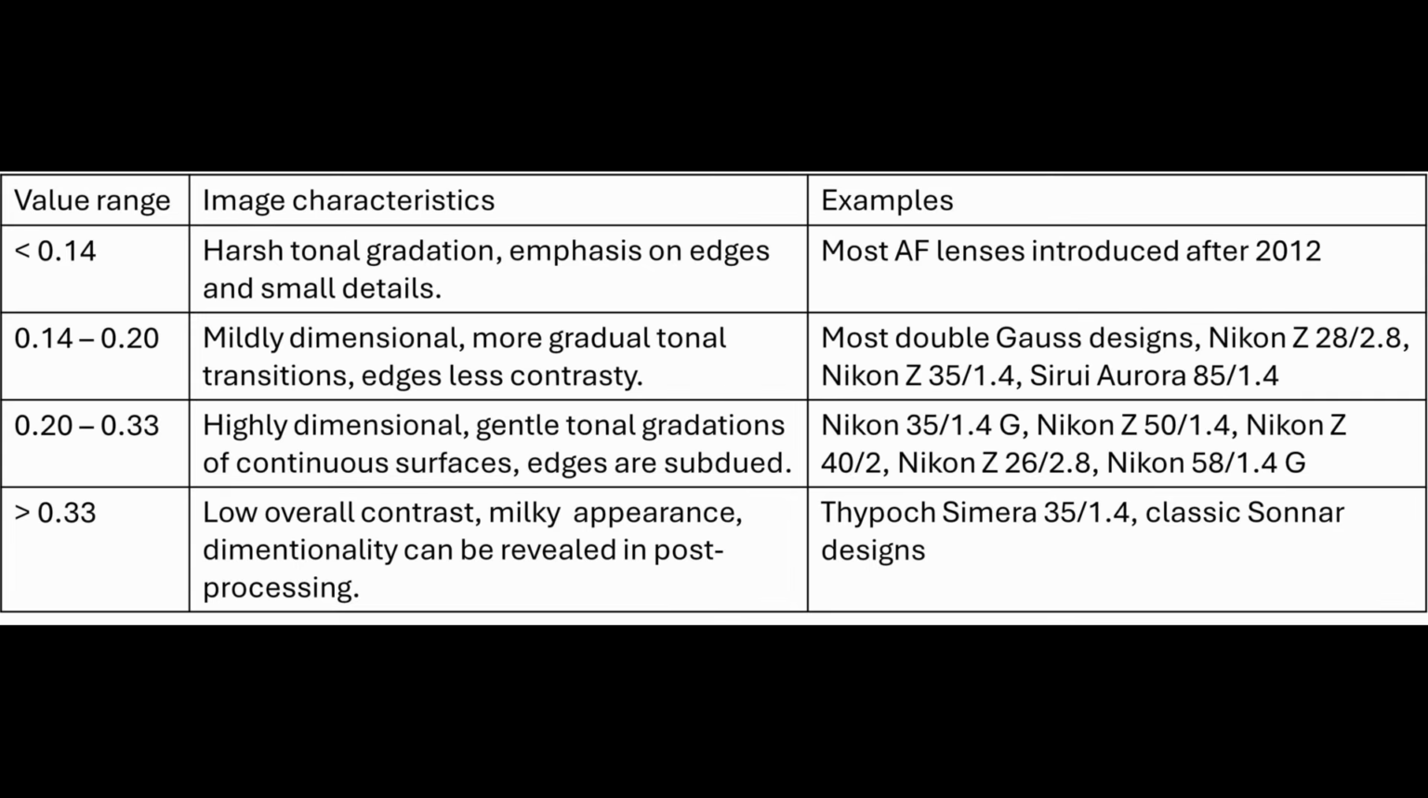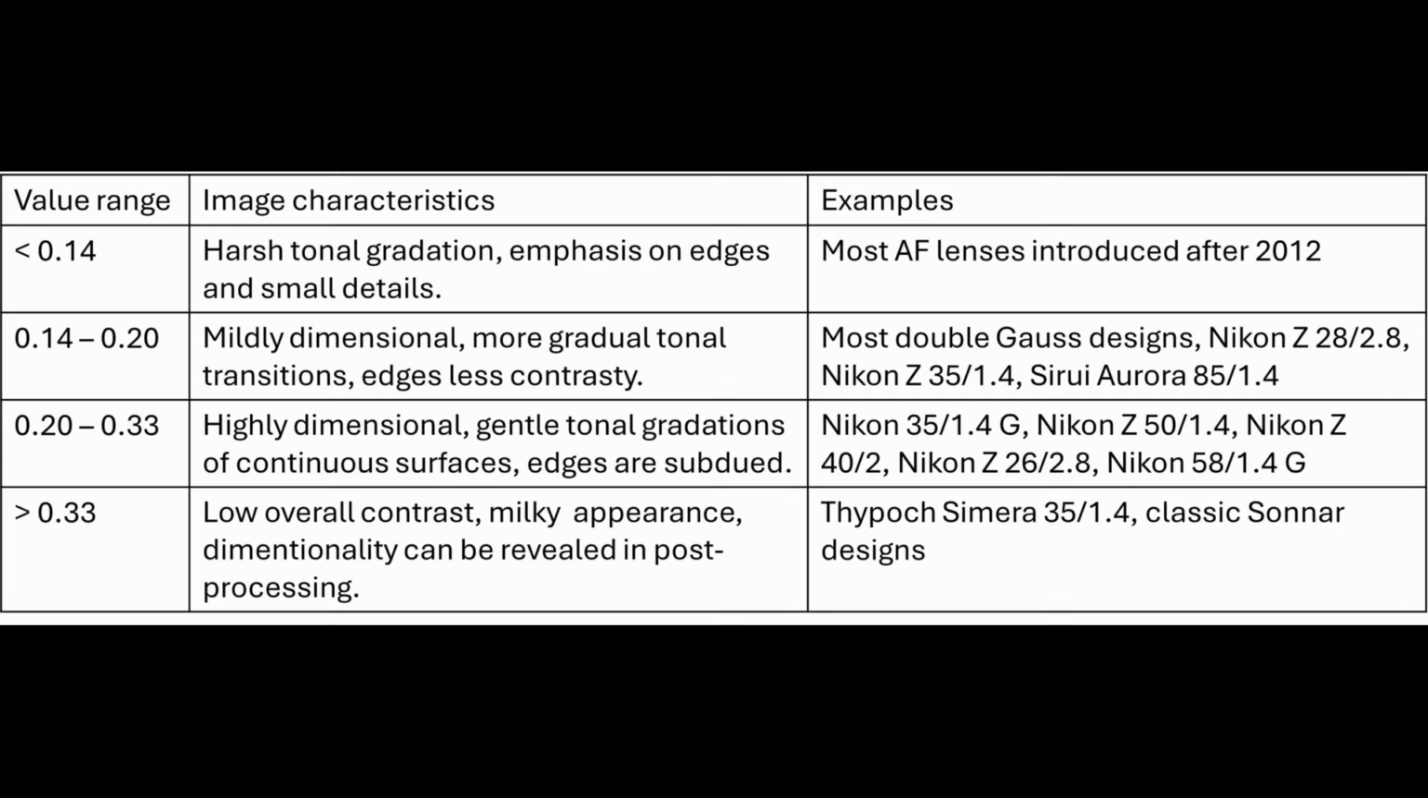The next value range of dispersion score is around 0.14 to 0.2. I would define that value as matching a mild level of dimensionality in the images produced by the lens.